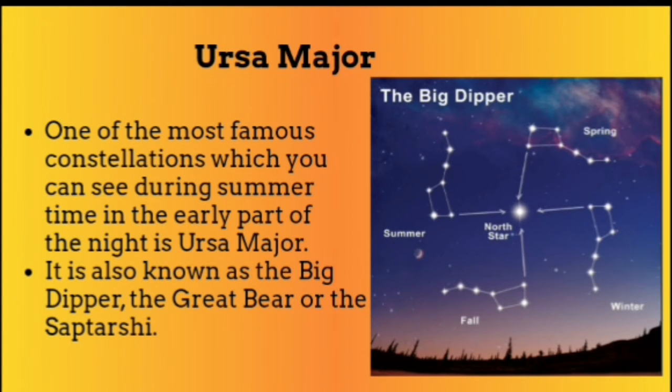Ursa Major, one of the most important and famous constellations, which you can see during summertime in the early part of the night. It is also known as the Big Dipper, the Great Bear or the Saptarishi. It is very famous and most commonly used by astrologers.